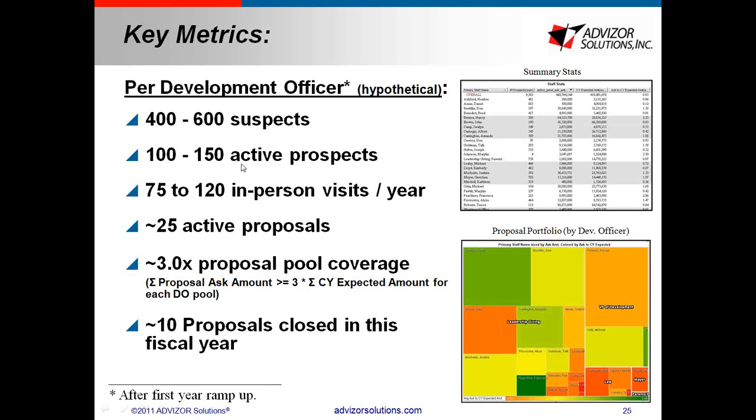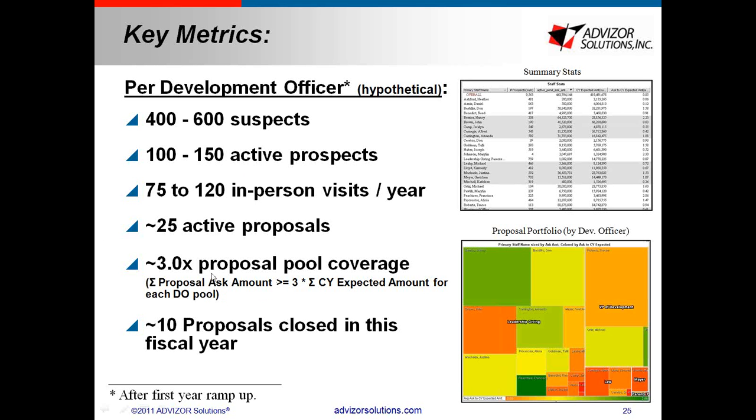The goal is to cull the prospect list down to about 25 active proposals, which is about what a consultative salesperson, a major gift officer, fundraiser can handle. Out of that, if you get a 2 to 3 close ratio, you're going to get 10 proposals closed per fiscal year per major gift officer, which is then the revenue target.